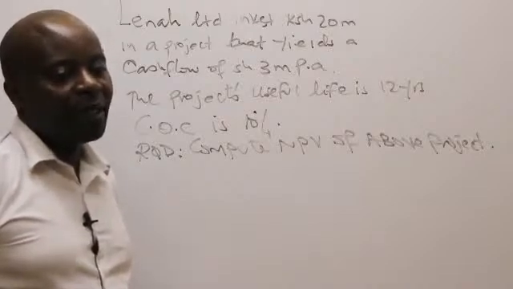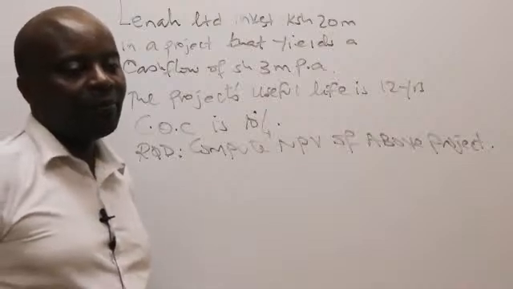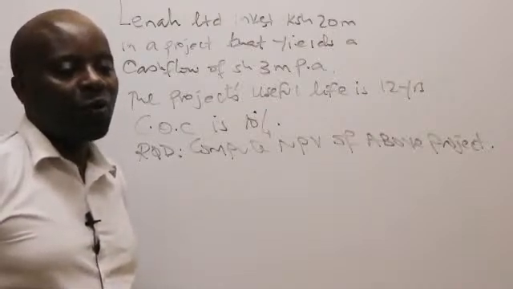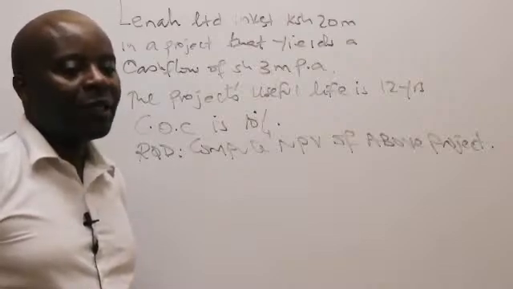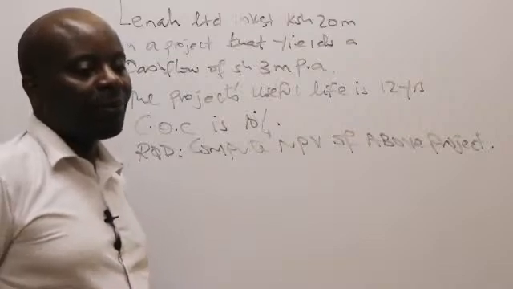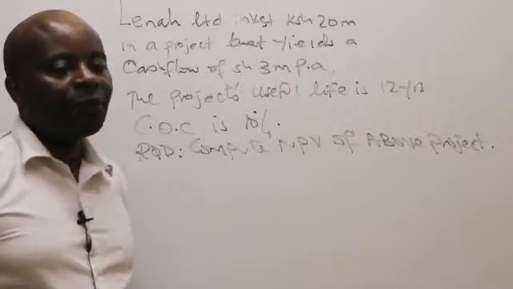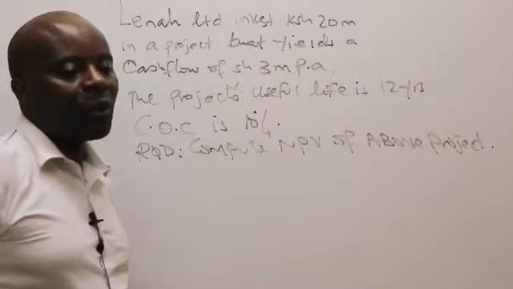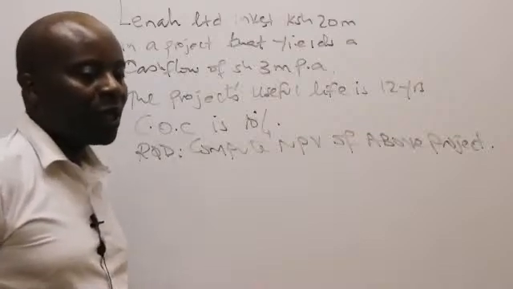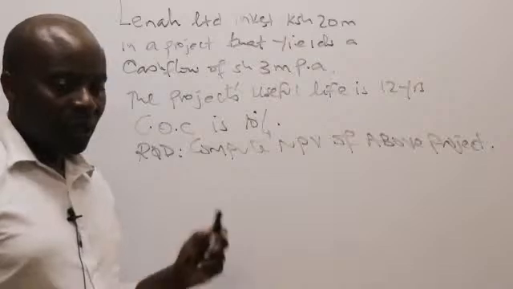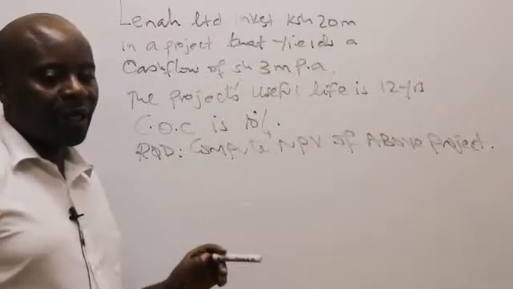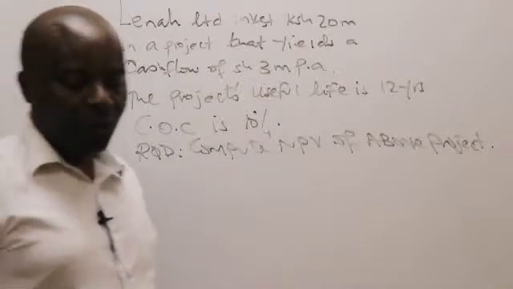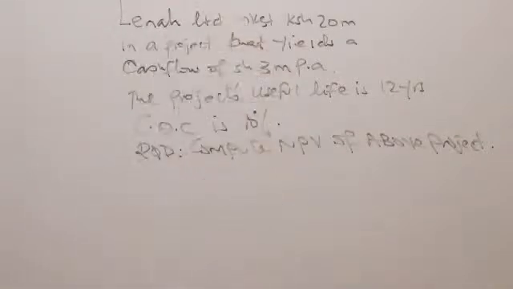So we have Lena Limited, quite a serious company, belonging to one of us in this room, which has seen an opportunity and invested Kenya shillings 20 million in a particular project that yields a cash flow of shillings 3 million per annum. The project's useful life is 12 years. COC is cost of capital. The cost of capital is 10%. So we are required to compute NPV of the above project. So I would want to see whether there is anybody who will be able to give me that net present value.